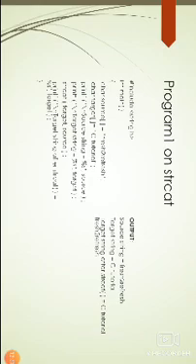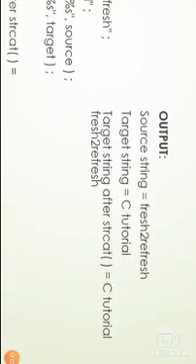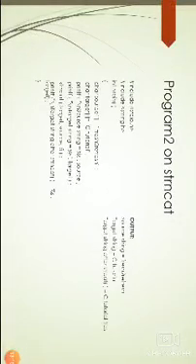C tutorial fresh2fresh. This message will be printed on the output screen. See the result. This is the result. Source string equal fresh2fresh, target string equal C tutorial. Now target string after strcat is equal to C tutorial fresh2fresh. This is the output.